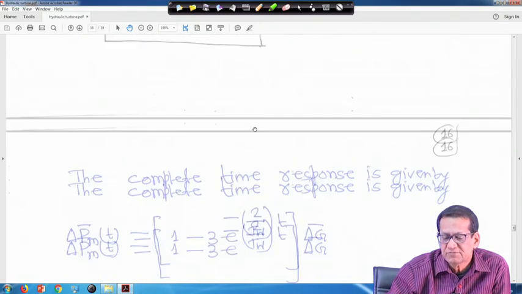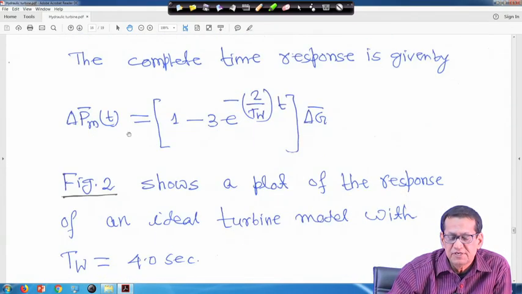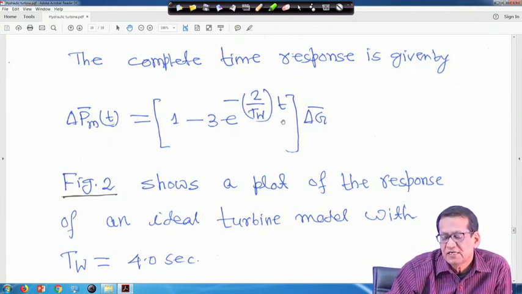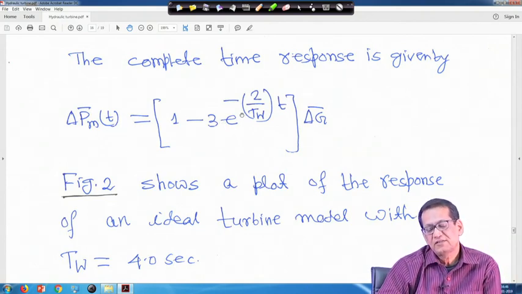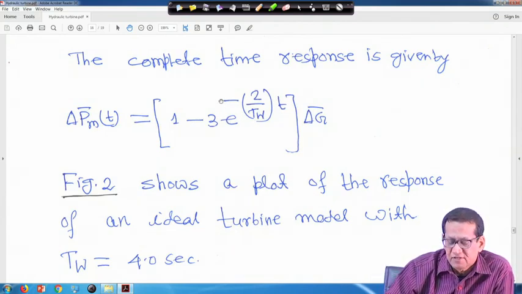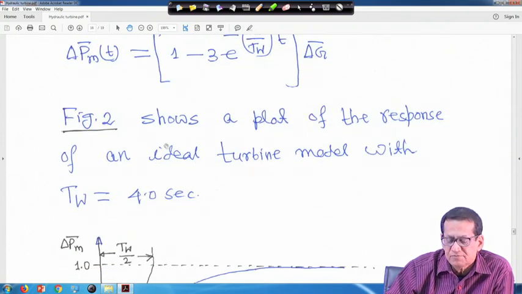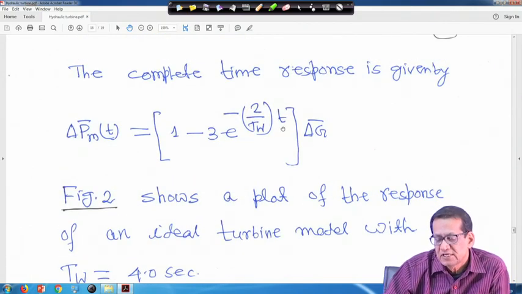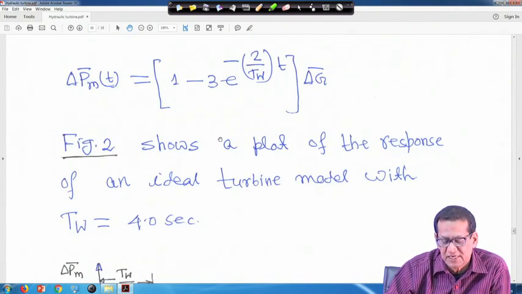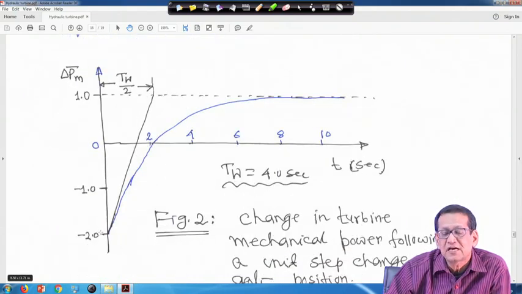The complete time response for a step input, if you take, it will be delta P m bar t is equal to 1 minus 3 e to the power minus 2 by T W t, delta G bar, right. So, this is actually the final time function, right. This little bit you can do. Now, figure 2 shows a plot of the response of an ideal turbine model with T W equal to 4 seconds. So, if you put t equal to 0, basically it becomes 1 minus 3, which is minus 2 here, right.